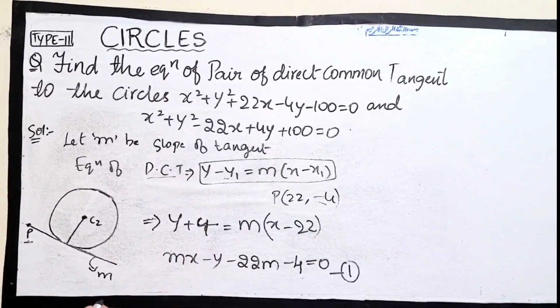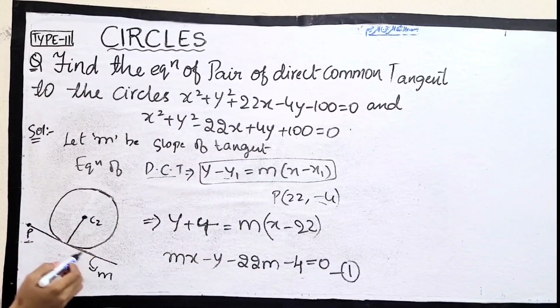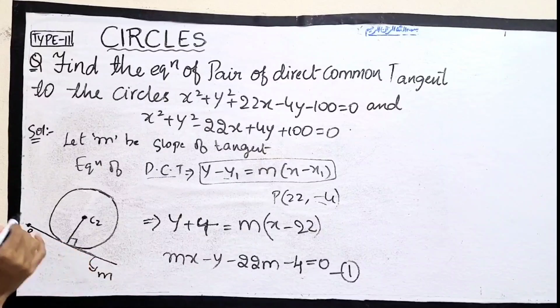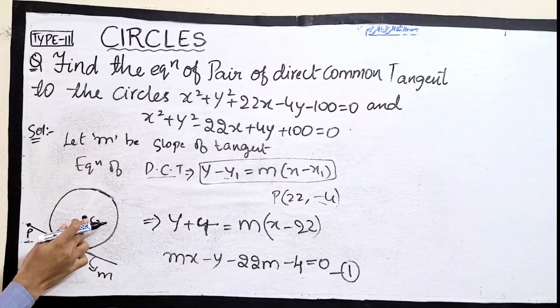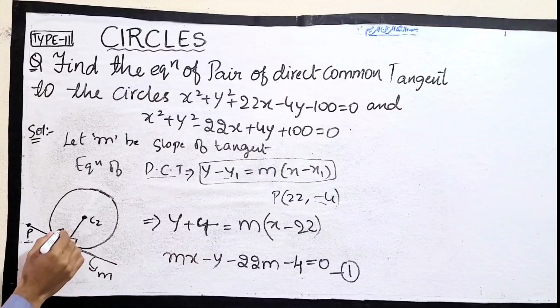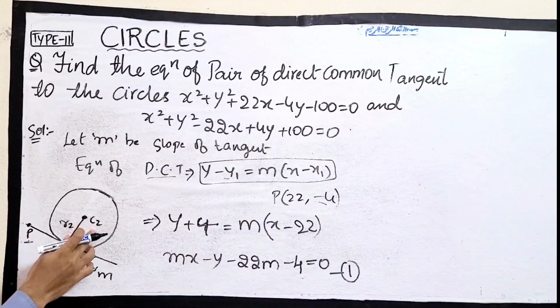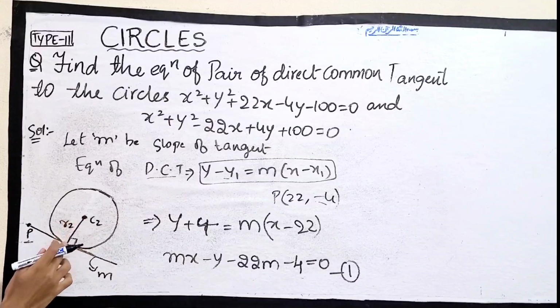How to find it? It is a simple concept, you know, that when a tangent is passing through a point on the circumference, the distance from the center, which is a point, to the line is equal to the radius of it, isn't it? So I am considering circle 2 here. Whenever we draw a radius here, that radius will be equal.